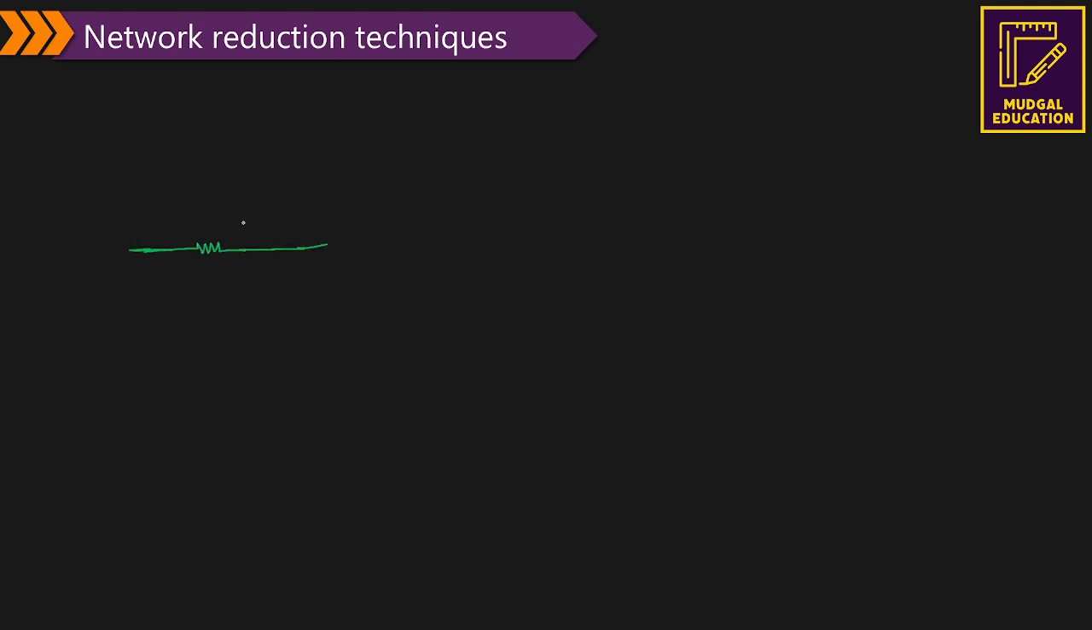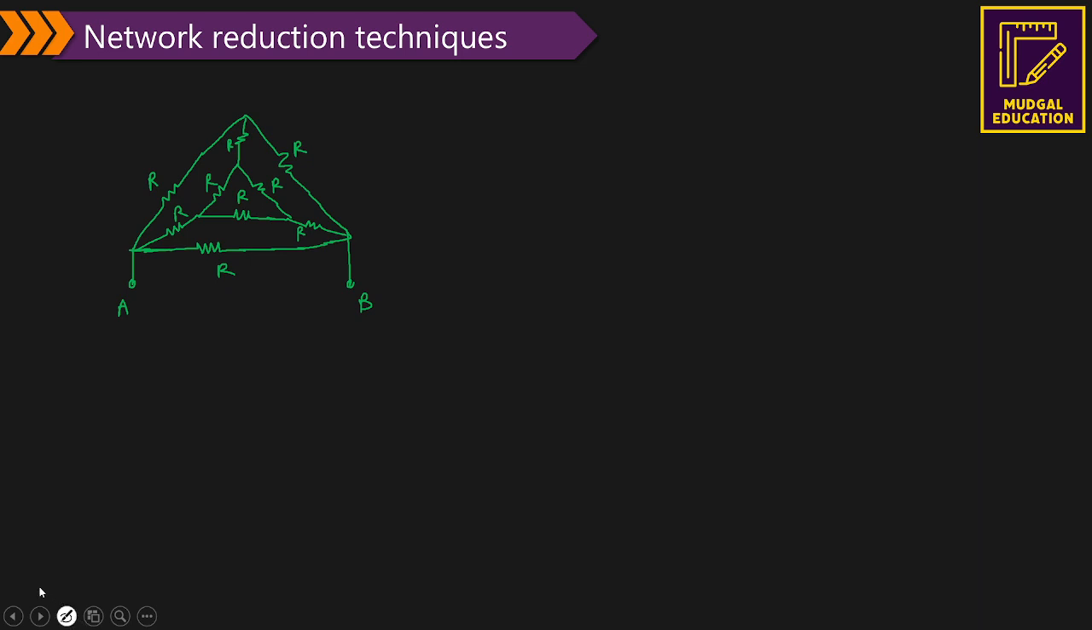I have a resistor here, I have a resistor here like this. Okay, like this, and this is a terminal A and terminal B. So I have a resistor R like this. Okay, now let's see.